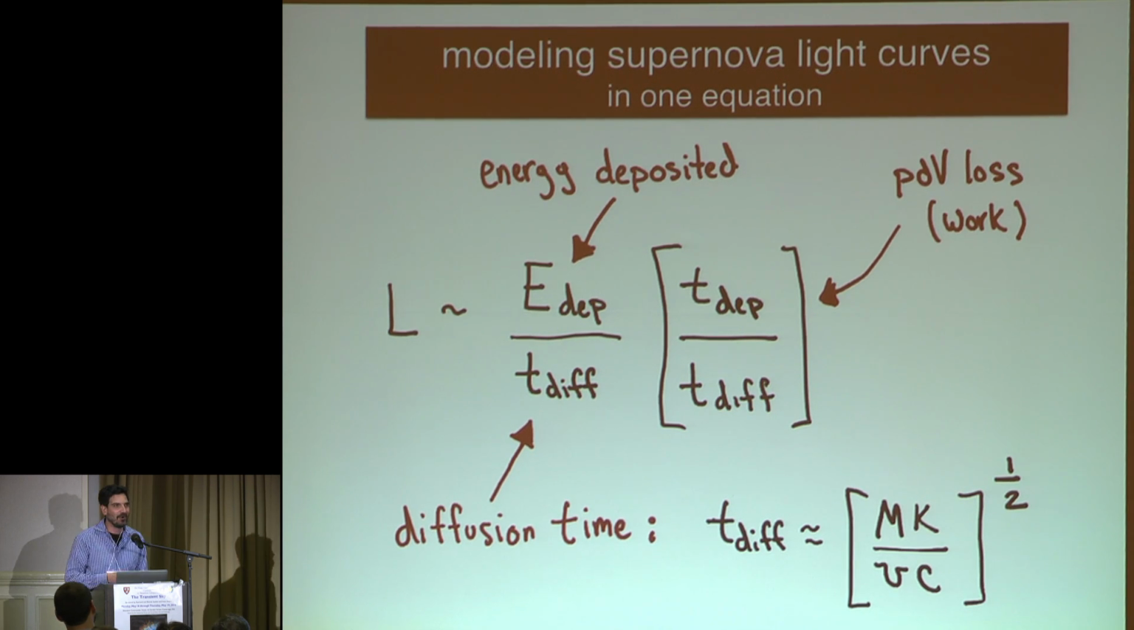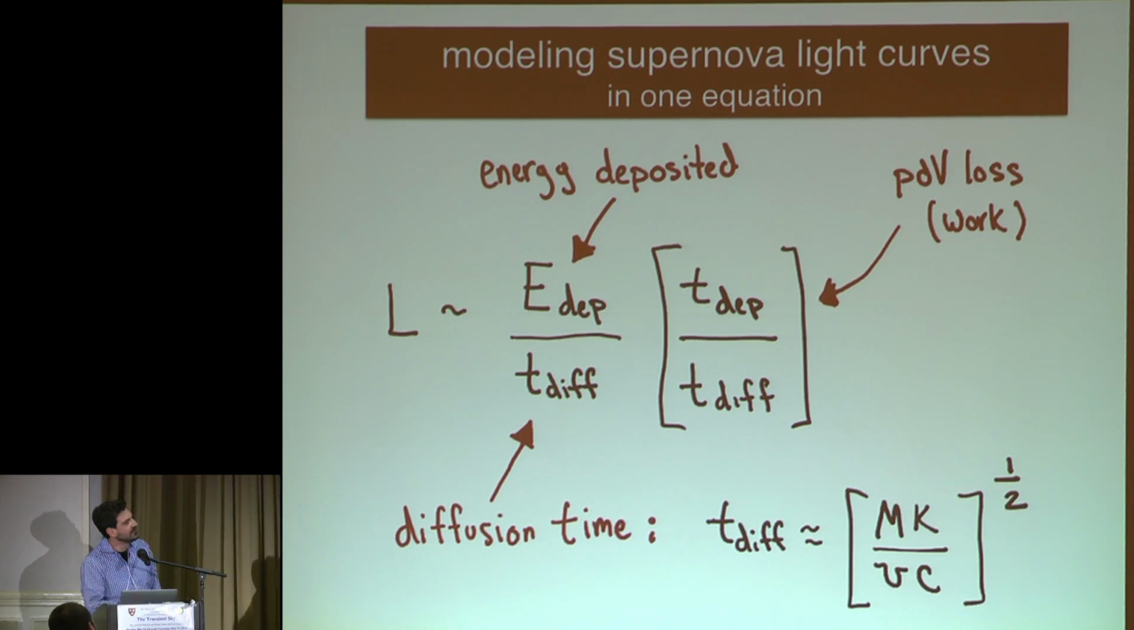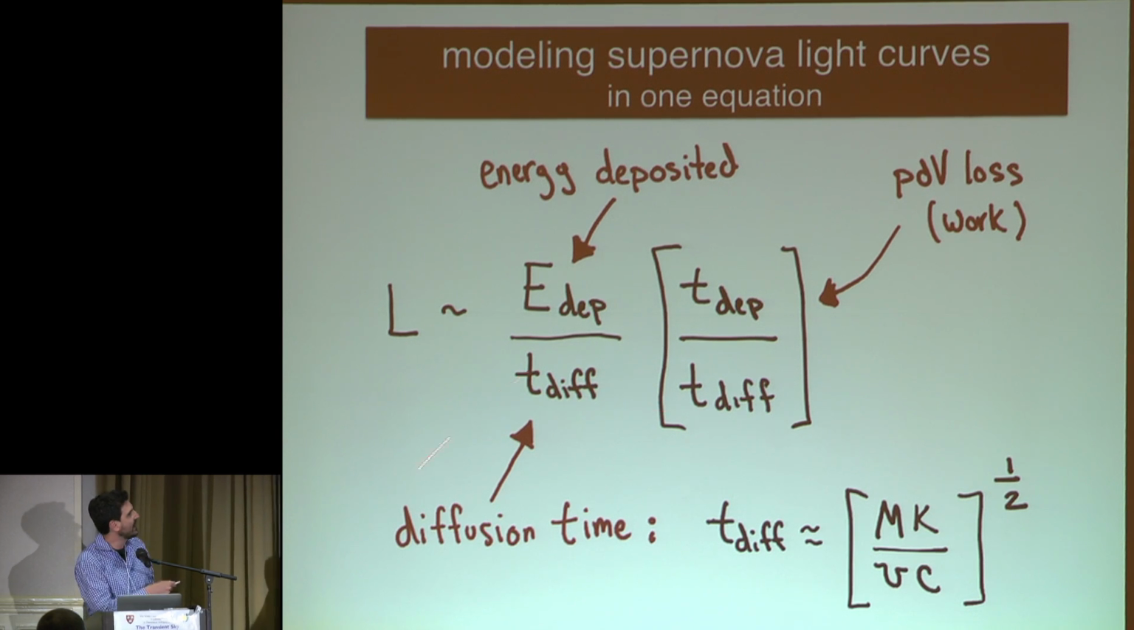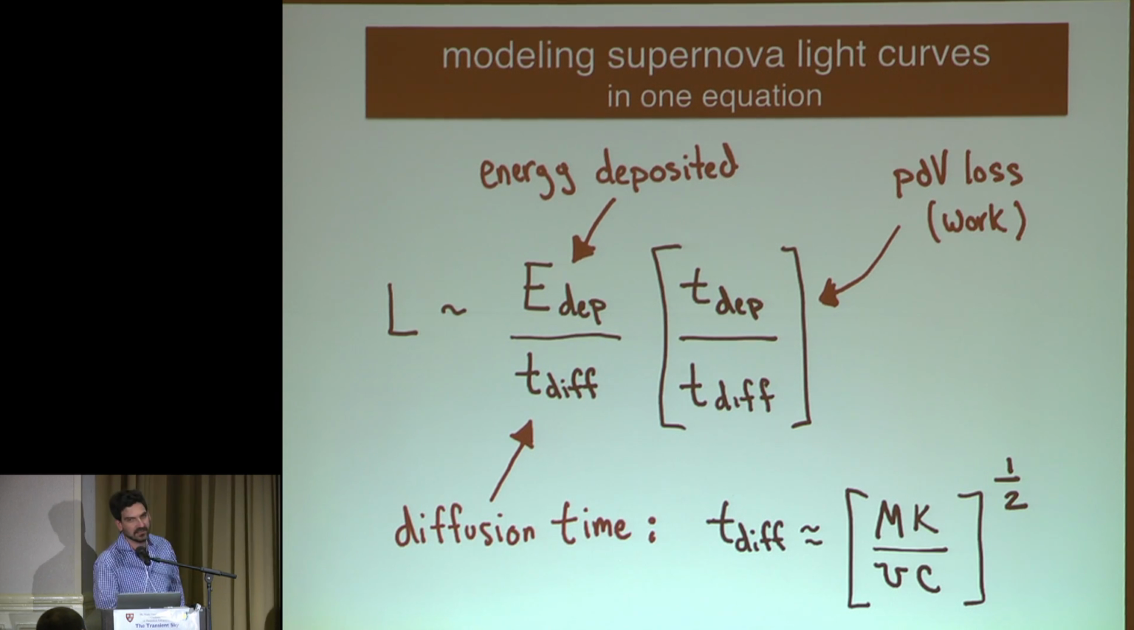If you want to model a supernova light curve in one equation, here's your equation. That's almost all you need. The luminosity you get out of a supernova is basically the energy you deposit in it over the time scale it takes for that energy to diffuse out, which will depend upon the mass and opacity and velocity of the ejecta. But there's this term in brackets here, which is like an efficiency term.